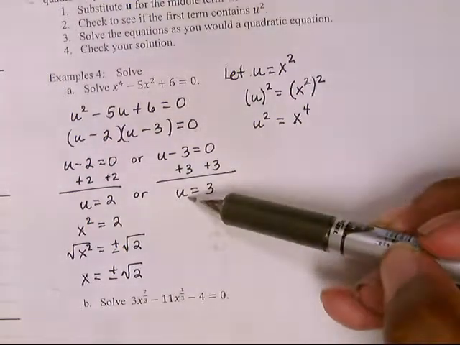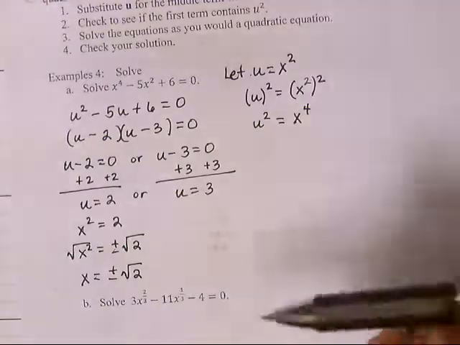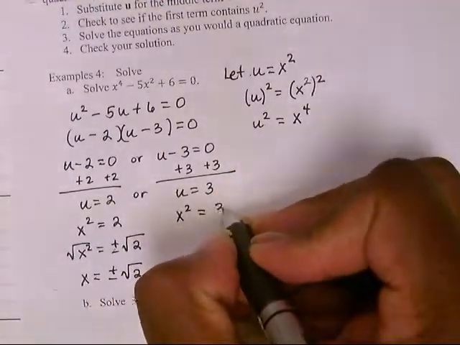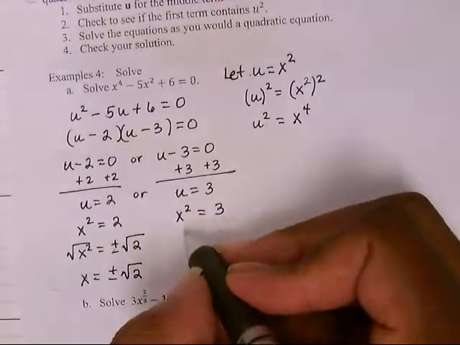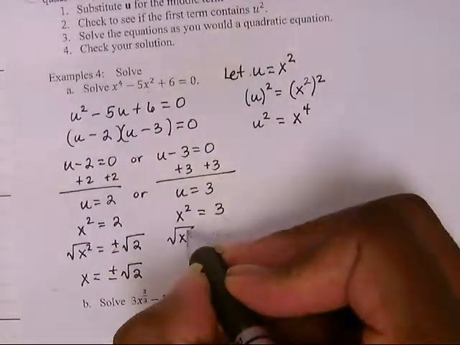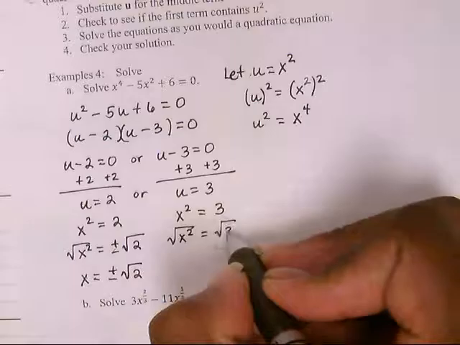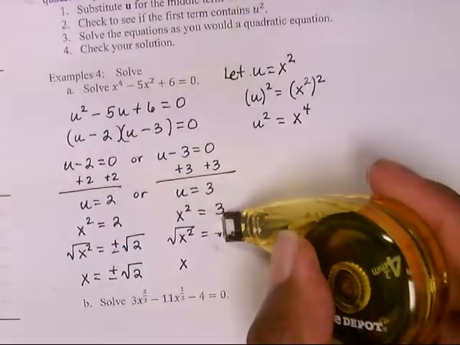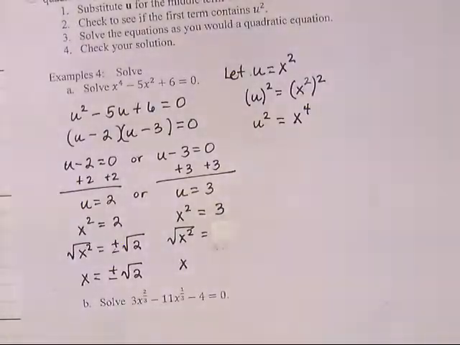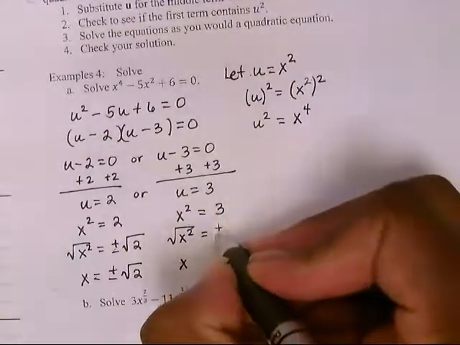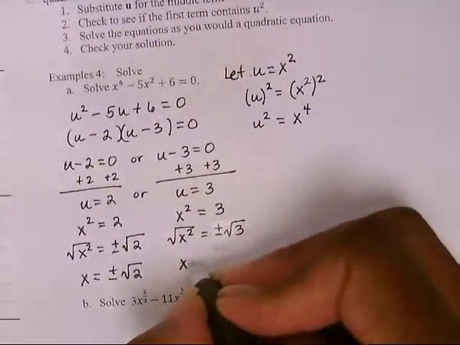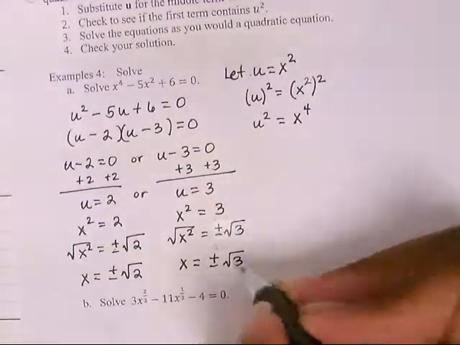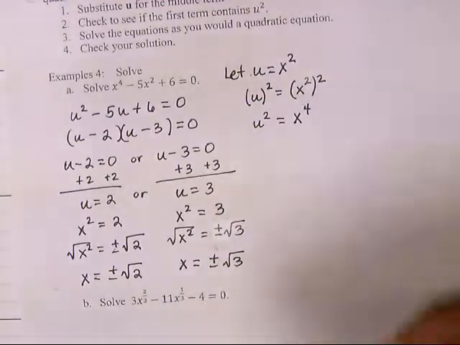And then for this U is equal to 3, again, U has to be replaced with the x squared. So that means x squared is equal to 3. And then we take the square root on both sides. That means I have to introduce plus or minus, by the way. We can't forget that. So that means x is equal to plus or minus the square root of 3.